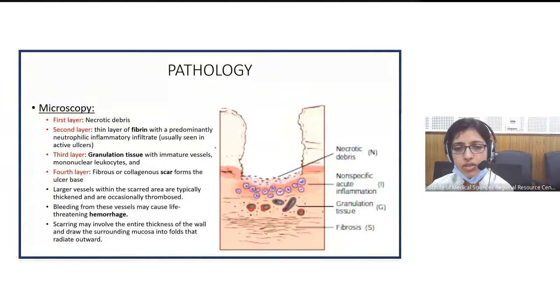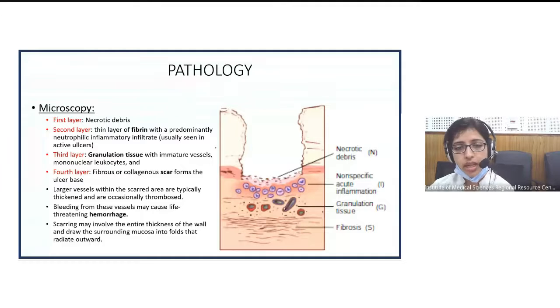Now, sometimes large vessels within the scarred area are thickened and we may find thrombosed vessels. And sometimes these vessels can even bleed, and then it may result in hemorrhage. And that is how we see these ulcers complicating as hemorrhage and presenting as hematemesis or melena.